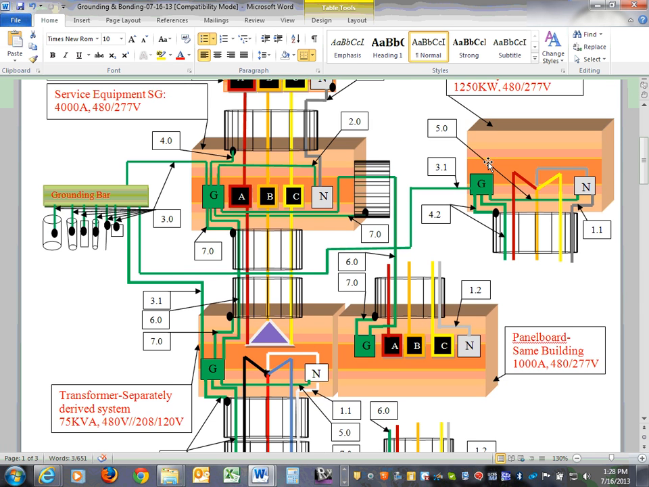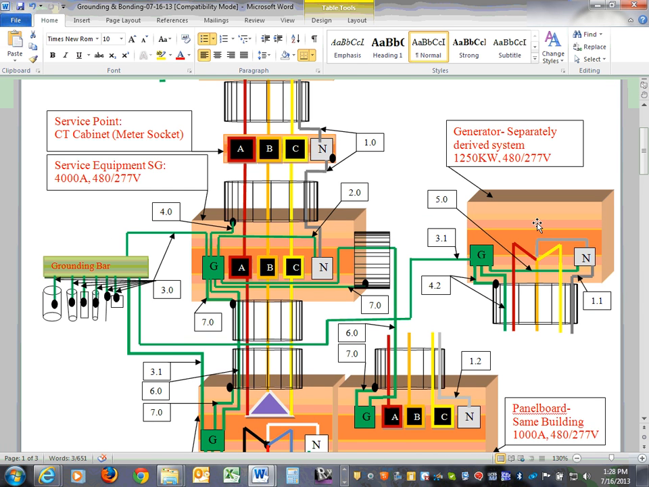Scenario number 1, and I'm going to go over the first scenario. Number 1, it's going to be the generator. Now, what happens if you have a generator, backup generator? And remember, here's my gen, a 1250 kW, 480/277, in parallel with my switchgear. Running, it could be 1 generator or it could be 6 generators. It doesn't matter when you do the grounding and bonding.